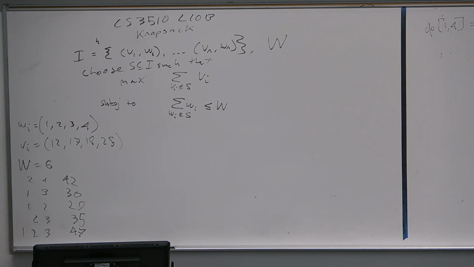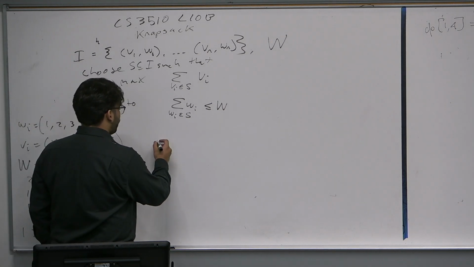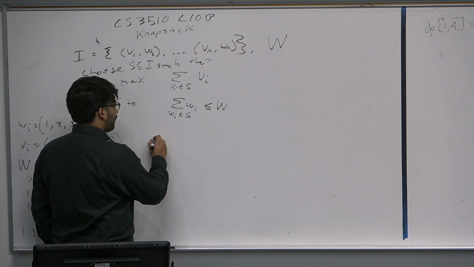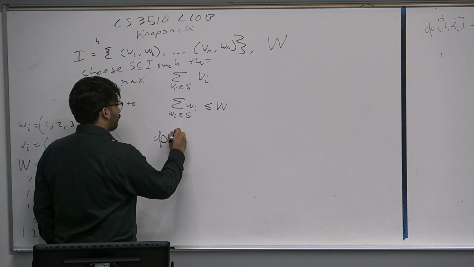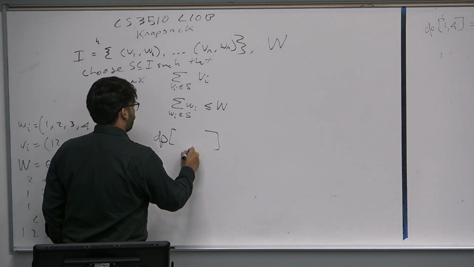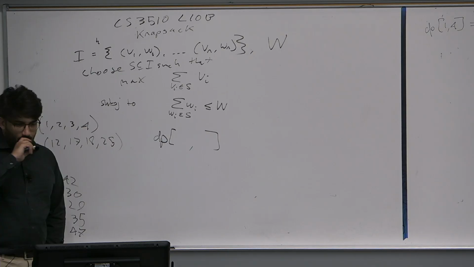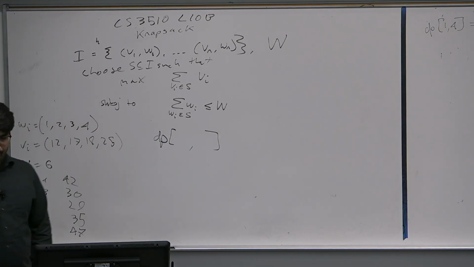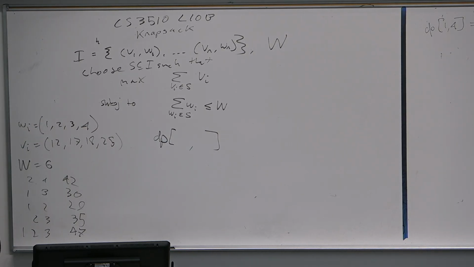Everything hard has to be at least 2 dimensions. And in fact, there are 3 and 4-dimensional Knapsack problems. But let's suppose we have 2 dimensions. I am asking about DP of some parameters. What should those parameters be? We want to consider the problem as a function of subproblems in which direction?